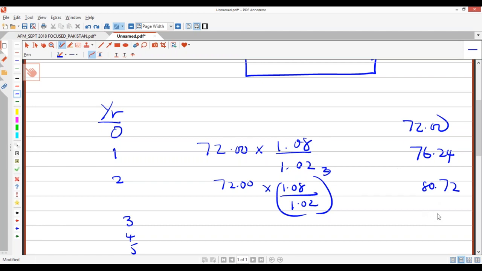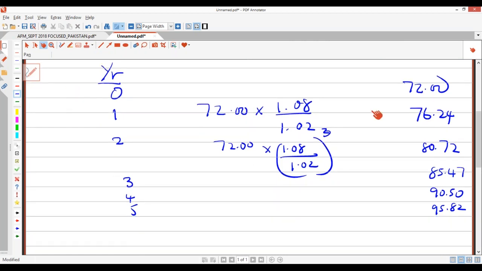This is just 0, 1, 2. This is going to be 3, 80.85, 47, 90.50 and 95.82. So this is what you got.